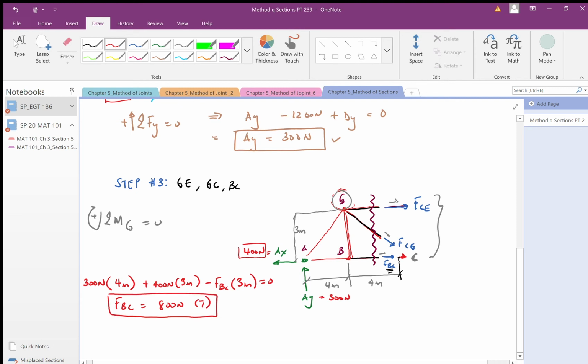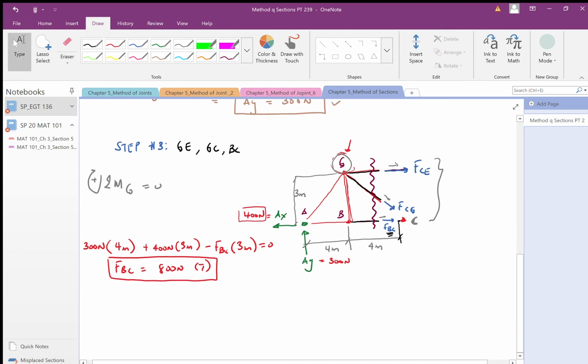So all I'm doing is taking the moment about point G, and I'm looking at all the forces that I can multiply a distance arm to give me a moment from point G. Once I've done that, I still need FCE and FGC. So what if I do moments about point C? Now this is my point of interest right here. When I do that, these are all invisible to that point.